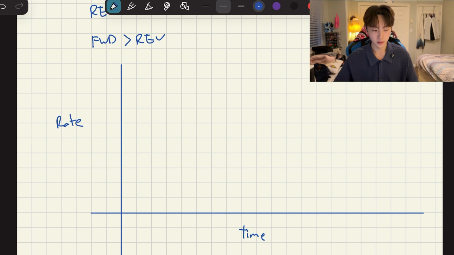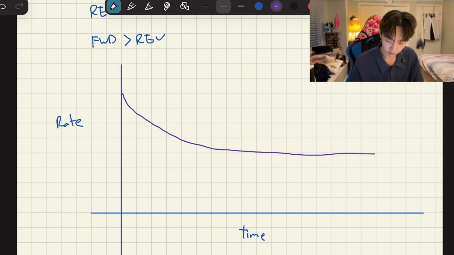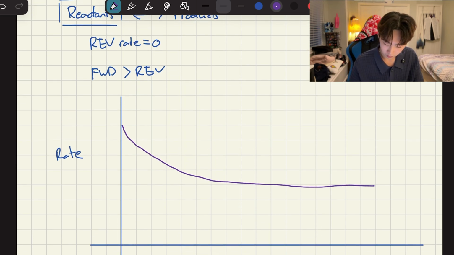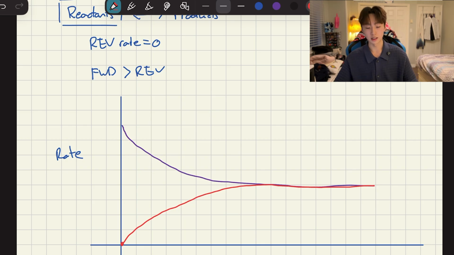So this graph is reaction rate over time. Let's first look at our reactants. That'll be my purple line. The rate will start up here, and as the reaction proceeds, it'll go down. Now my red line is going to be my products. Initially I don't have any products, so it's going to start at 0. But as more is made, the reaction rate will keep going up until it becomes equal to the rate of the forward reaction. And now it's in equilibrium.